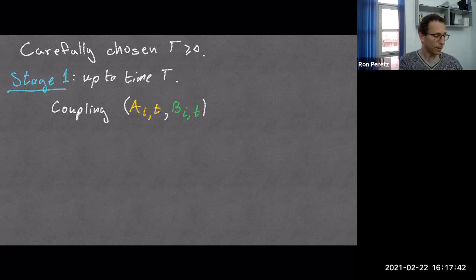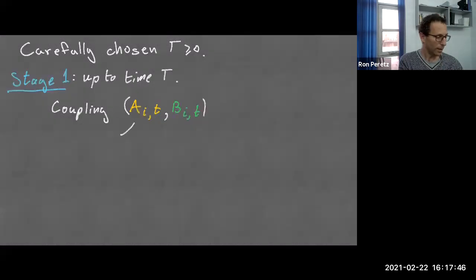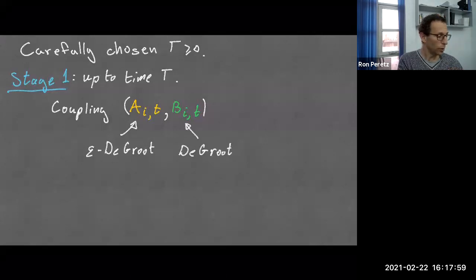But now let's look at the first stage. So we couple our dynamics A_i^t. This is the epsilon DeGroot dynamics. We couple it with the standard DeGroot dynamics. And we use monotonicity and the approximate averaging to say that the two are not far away.